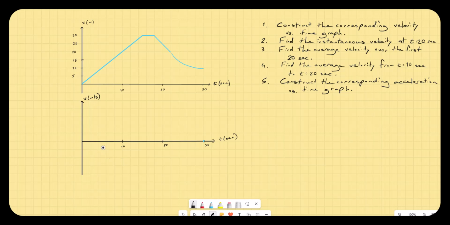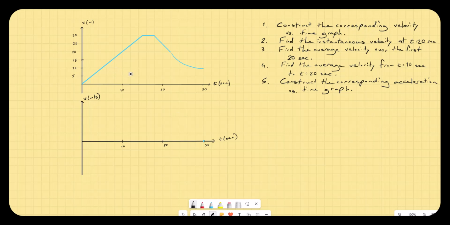I want to do the instantaneous velocity at t equals 20 seconds. I want to find the average velocity over the first 20 seconds, the average velocity from 10 to 20 seconds, and then I'm going to construct the corresponding acceleration versus time graph. Won't be awful. So first, constructing the velocity versus time graph.